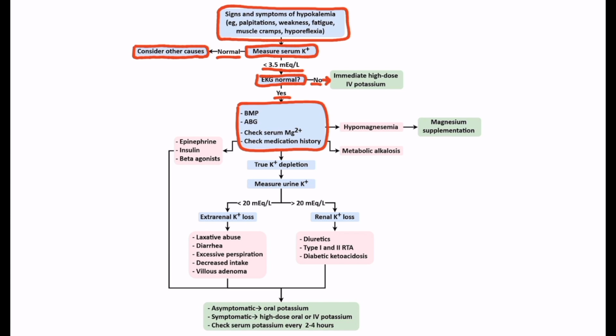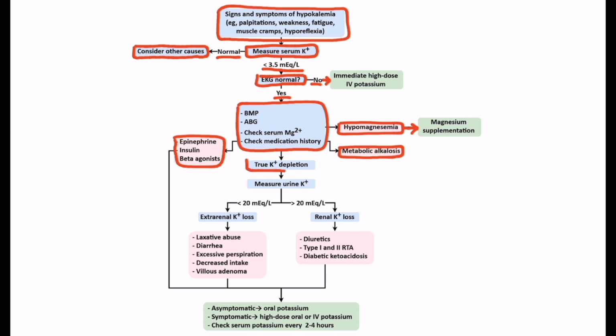The patient may have taken insulin, beta agonists, or epinephrine, all of which can cause hypokalemia due to intracellular potassium transfer. If hypomagnesemia is discovered, we should start magnesium supplementation. Metabolic alkalosis can also be detected and implicated in hypokalemia. If the patient has taken epinephrine, insulin, or beta agonists, then we need to start potassium supplementation.